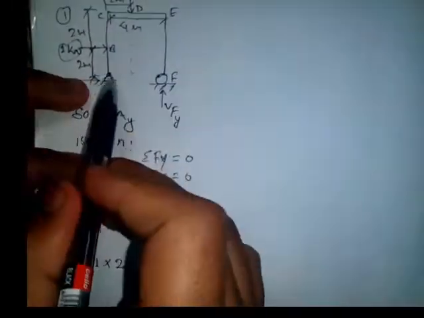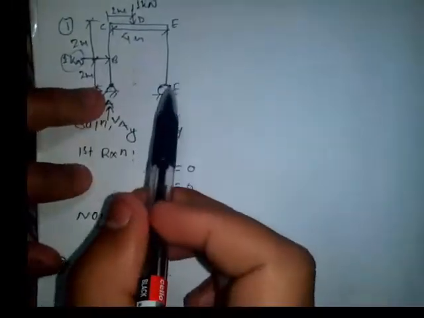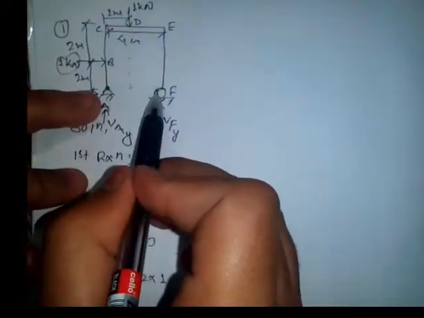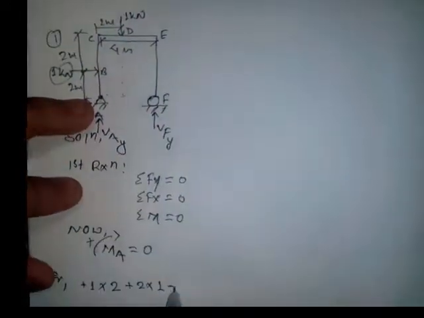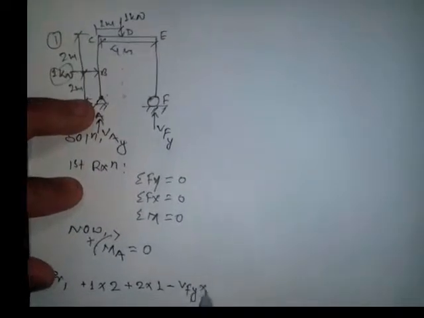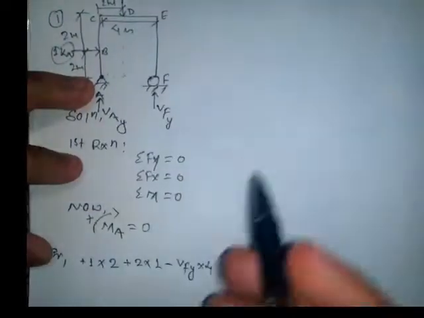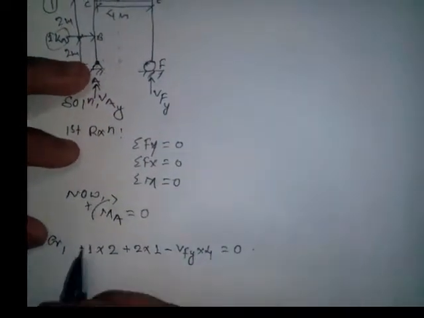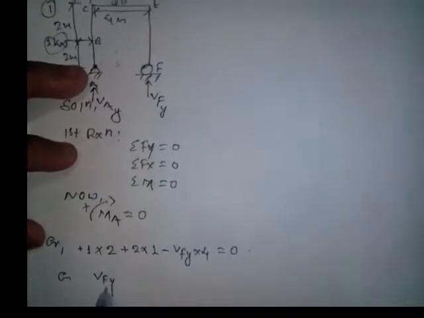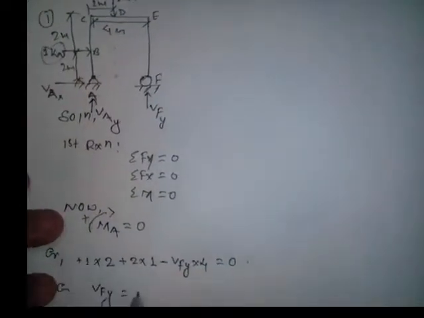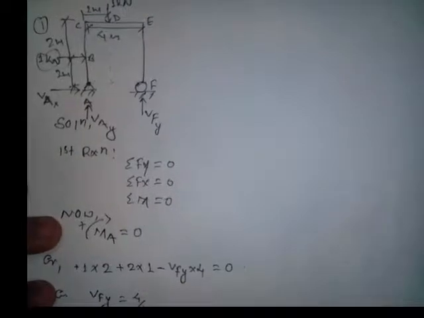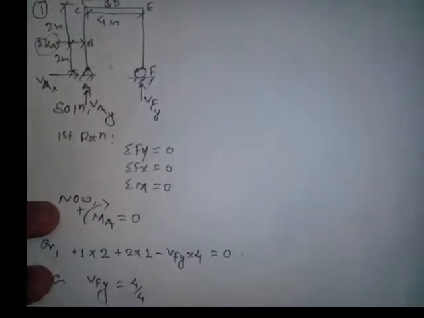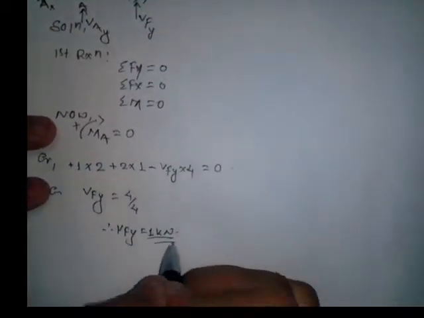into 1. And for VFY it would be an anti-clockwise moment about A, as it rotates in this direction, and the distance between them is 4 meter, so that would be minus, and there is no other load, so it will be 0. On solving it, we get VFY equals 1 kilonewton.